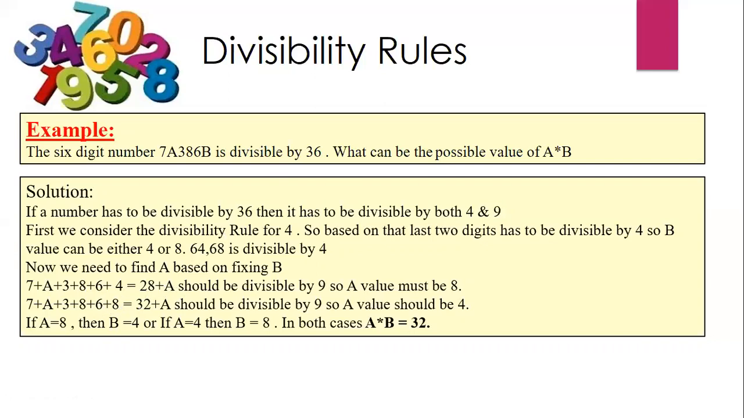So 28 plus 8 will be 36. So 36 is the nearest number after 28 that is exactly divisible by 9. So here I need to add 8, here I need to add 4. So from that we can conclude if B value is 8, then A value will be 4. If A value is 8, then B value will be 4. So in both the cases, I can say A into B will be 32.